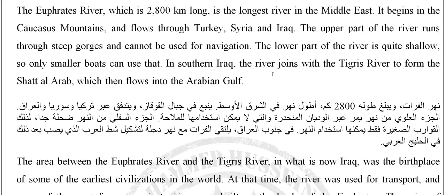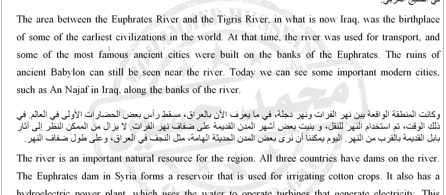In southern Iraq, the river joins with the Tigris to form the Shatt al-Arab, which then flows into the Arabian Gulf. The area between the Euphrates River and the Tigris River in what is now Iraq was the birthplace of some of the earliest civilizations in the world. At that time, the river was used for transport and some of the most famous ancient cities were built on the banks of the Euphrates.